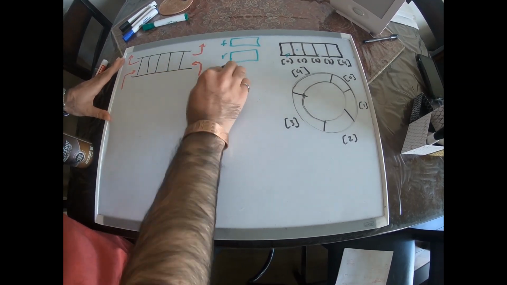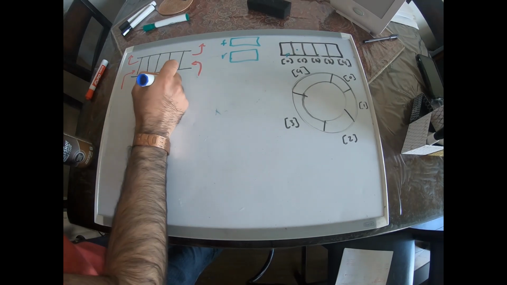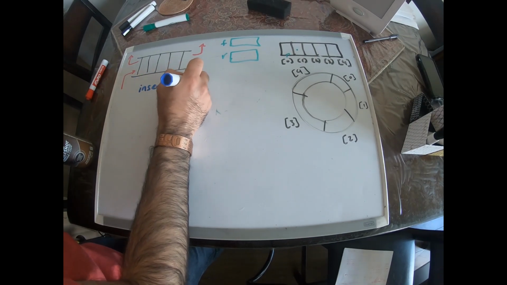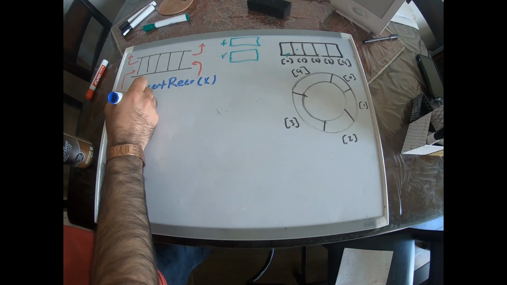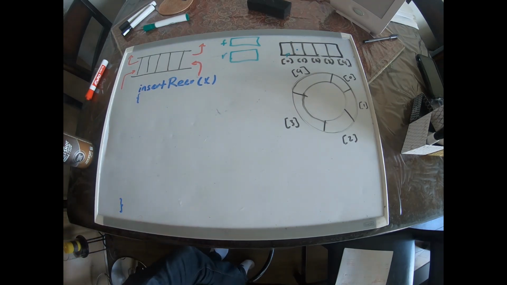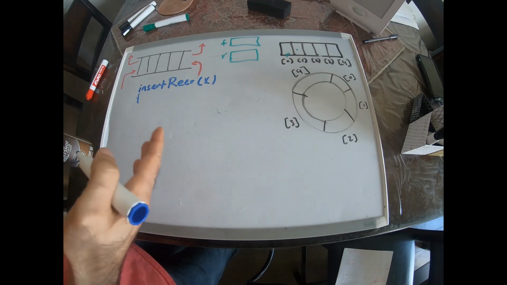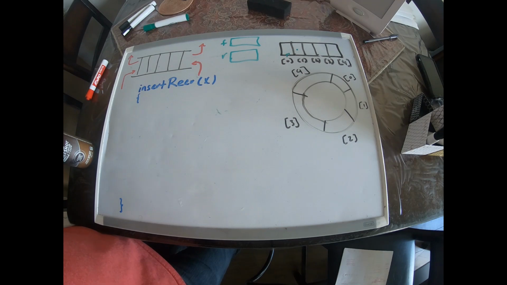So let's just do insert rear. I hope I don't make any mistakes. I'm just going to write pseudocode here. The first thing that we want to check, because we want to insert, is that our deck is not full.